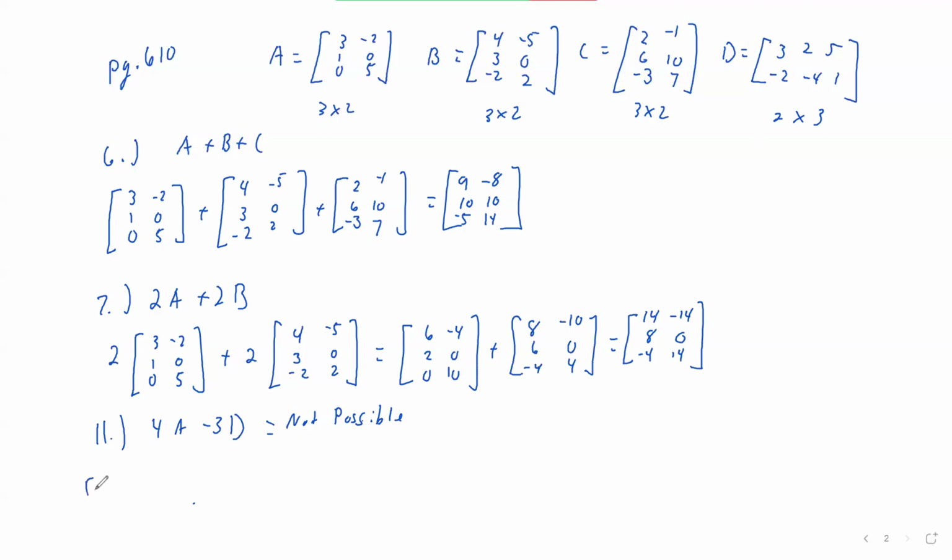Let's do a little extra here. I'm going to call this extra. Now let's bring in multiplication. A times D. So for A times D, the inner ones have to be the same. So in this case, A is a 3 by 2 and D is a 2 by 3. These are the same, so it is possible. So let's talk about that. So A would be 3, 1, 0, -2, 0, 5.